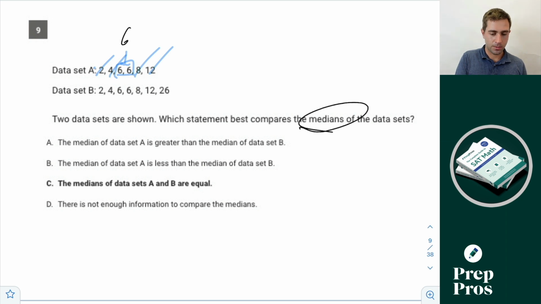Now let's go to the next one. Smallest, biggest, next biggest, next smallest, next biggest. We're left with 6 once again, so they are going to be the same.